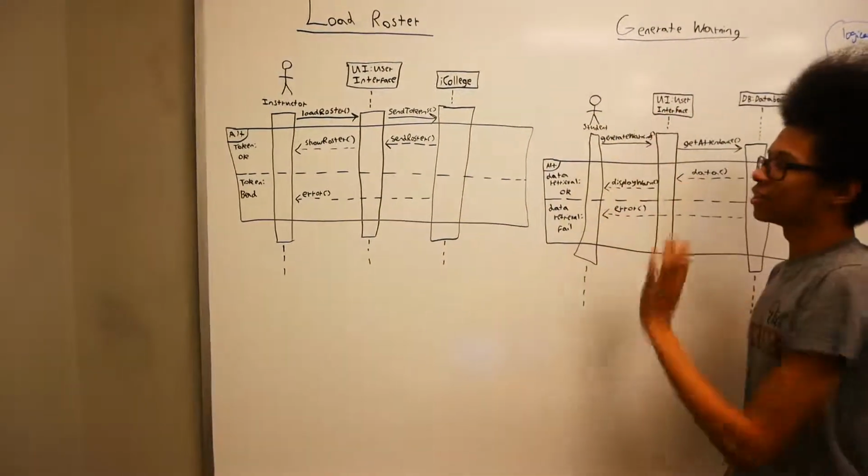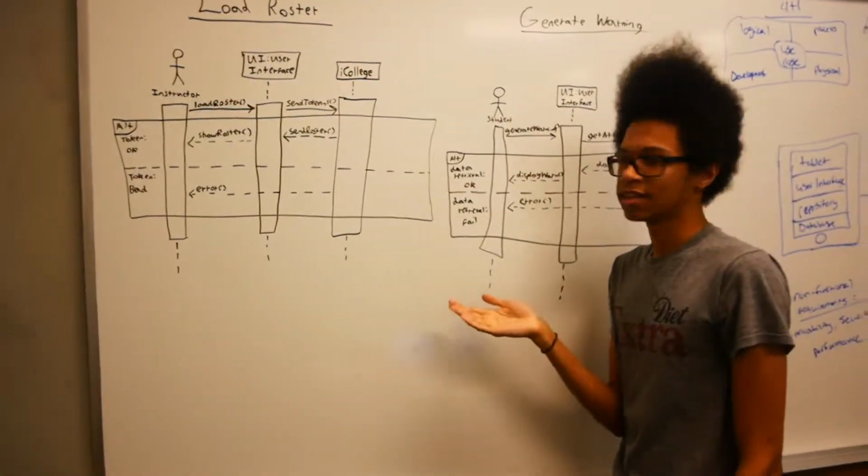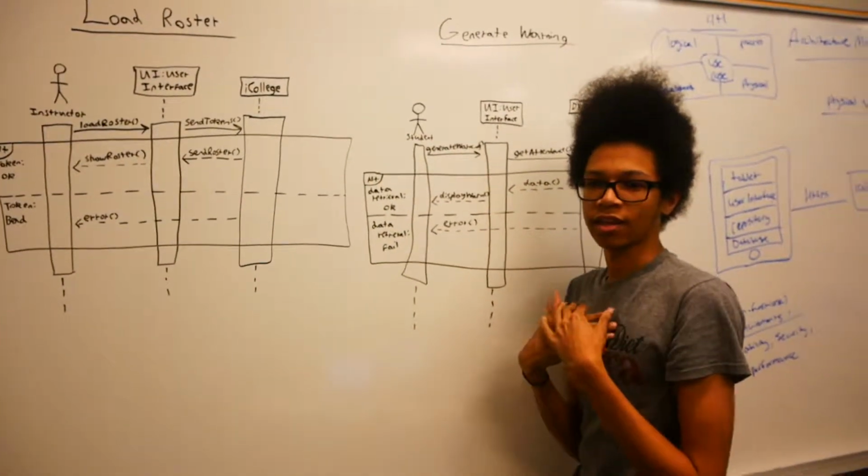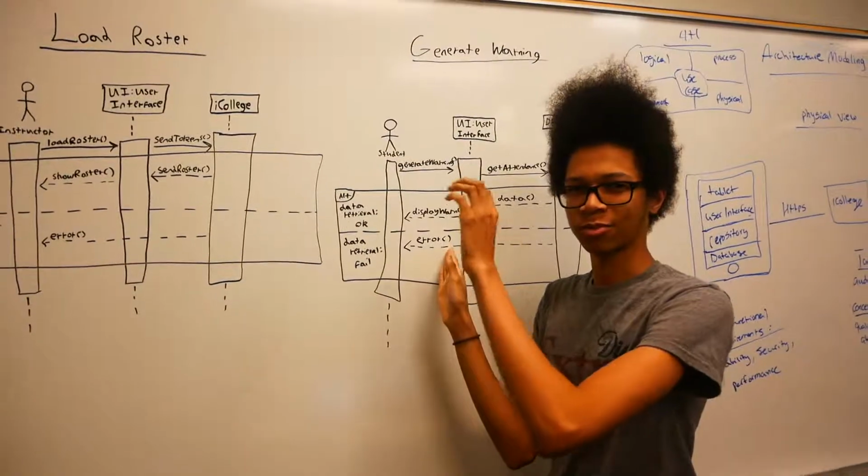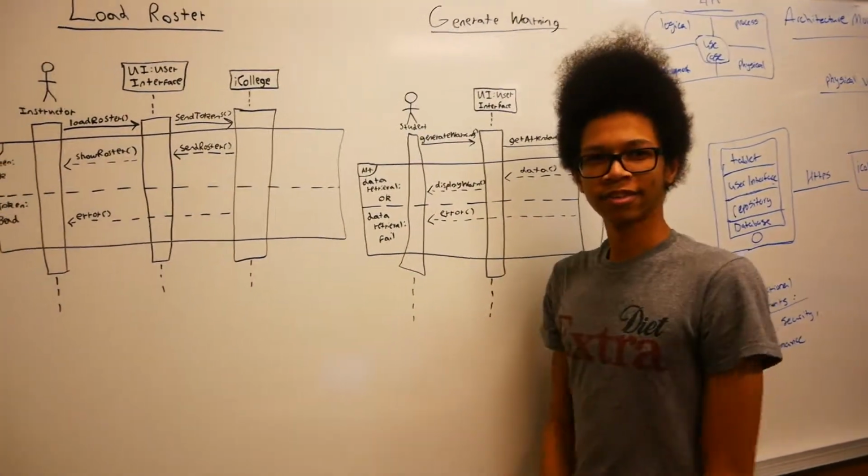And then for our generate warnings, after the student has signed in, then they can generate warnings to see if you need a warning for your class. So then we'll get the data from the database, and then that'll be brought back to the UI, and then it'll generate the actual warnings and show it to the student.